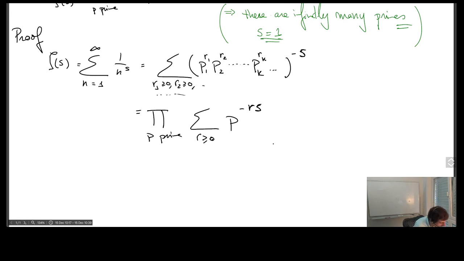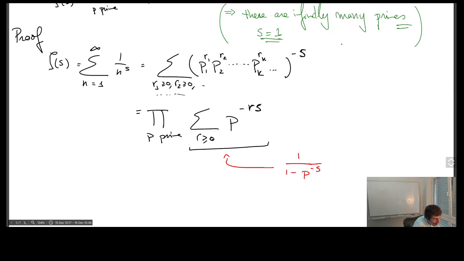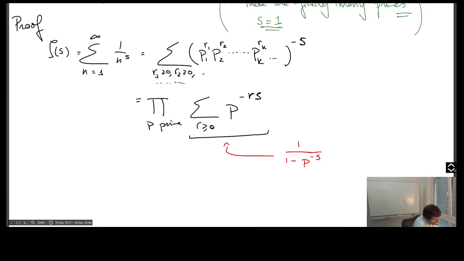Right, and now what is this sum? You can view it via the Taylor series, for example. This is exactly 1 over 1 minus p to the minus s, by say Taylor series. This is used all the time in linear algebra, for example. When you want to understand the inverse of 1 plus a small matrix, you sometimes take this expansion.